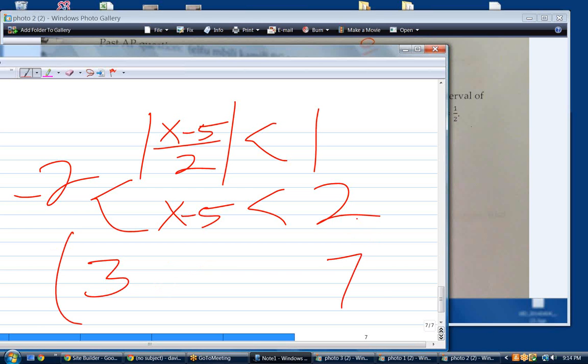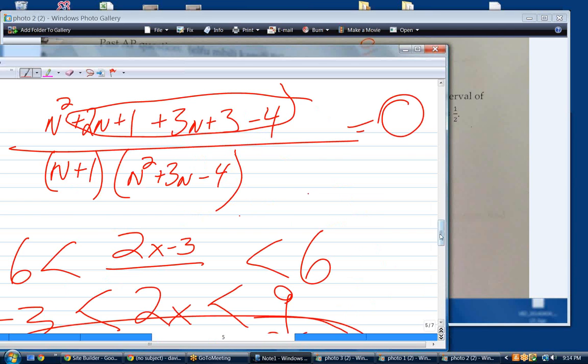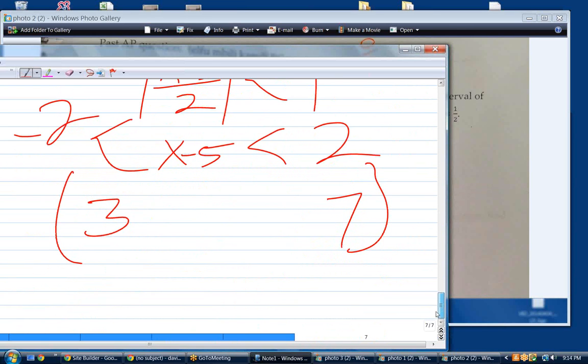Now, we don't know about the endpoints yet. We don't need to, though, because it's just the radius of convergence. You didn't ask about the interval of convergence. Yeah, okay. Well, I think that was the radius of convergence. It is. Okay, good.